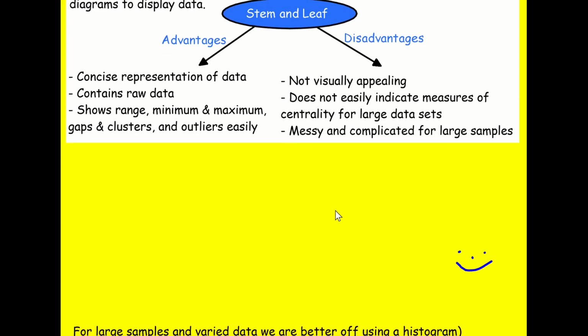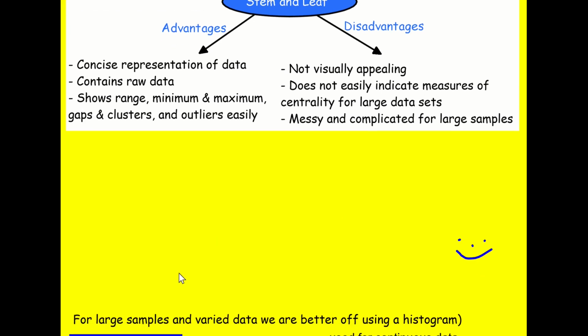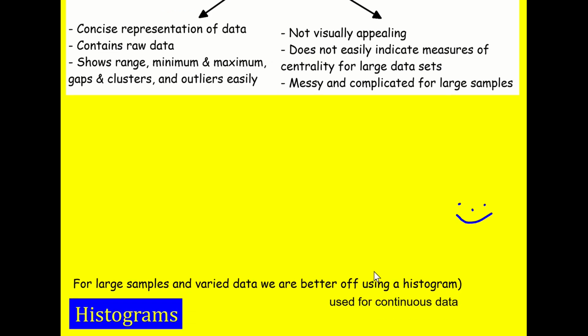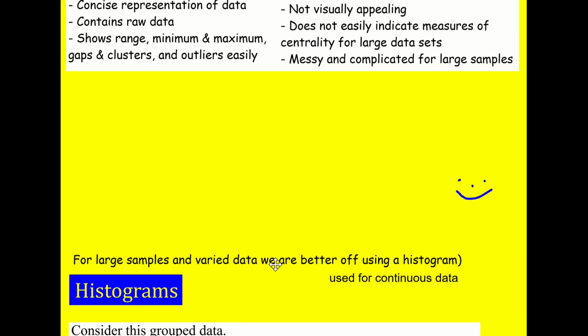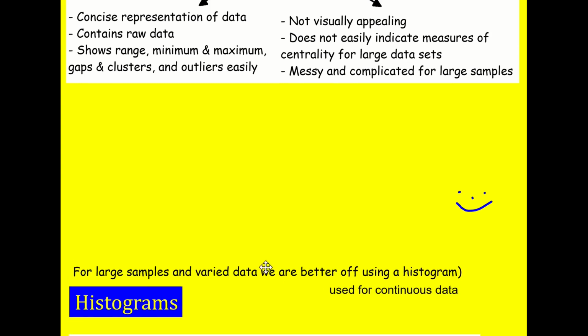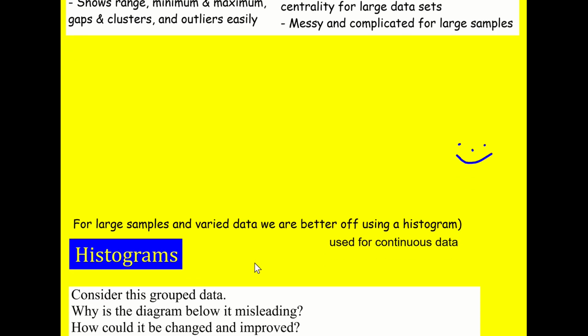Okay, so one thing we're going to look at today, when you get large samples and varied data, lots of different values, is a histogram. And these are used for continuous data only, not for discrete. So they're a bit like a bar chart, but for continuous data. And there's one other thing that's absolutely crucial that we need to talk about.